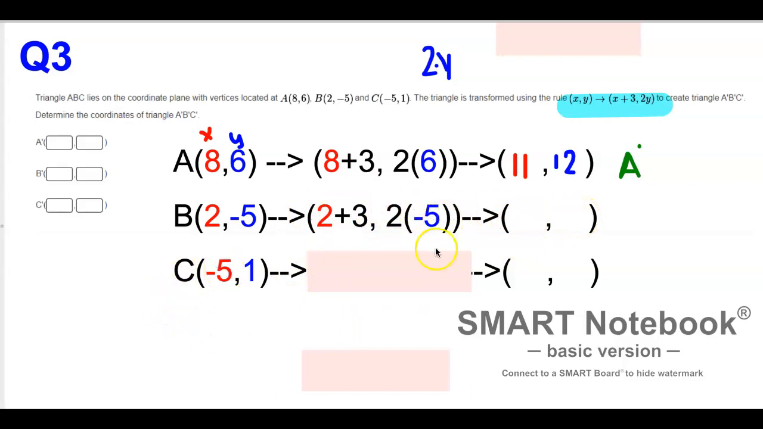In point C, if we want to find point C prime, we need to take our x coordinate, which is -5, and add that to 3, because our rule says to take x plus 3. And then we have to take our y coordinate, which is 1, and multiply that by 2, because our rule says to find the new y value, we do 2 times 1. So you're going to do those on your own right now.